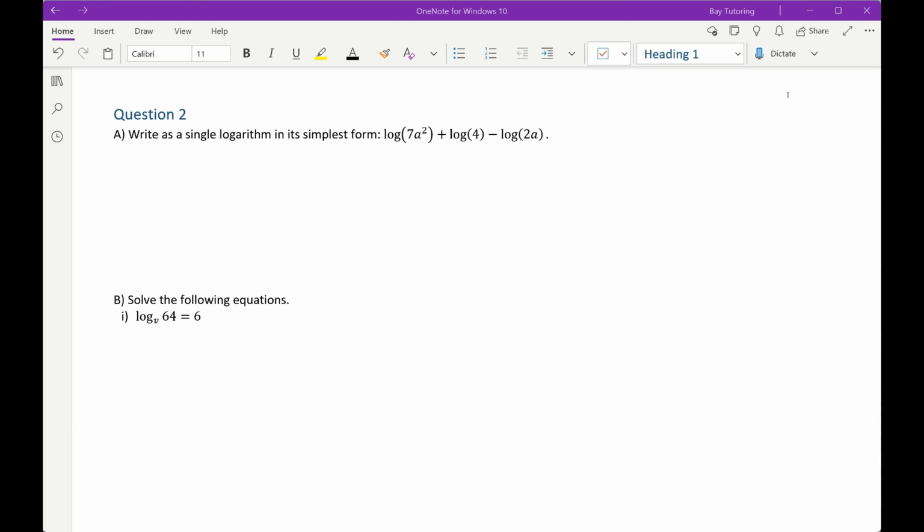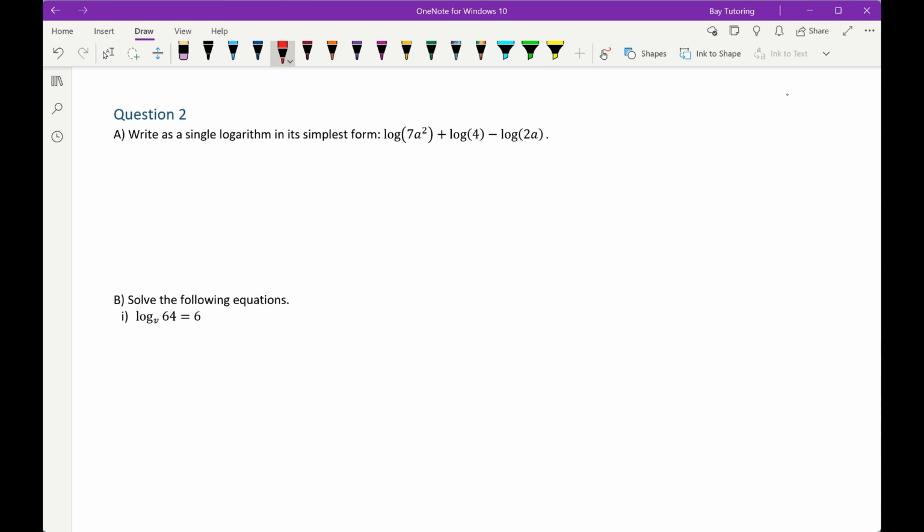So this requires the log rule that when you add two logs together, you can write those as one single log if you multiply the arguments inside them. So log a plus log b equals log a times b. And when we're subtracting logs, you write a over b. So if the logs are subtracted, you divide the arguments inside them. This only works if the bases of the logs are the same, which in our case they are.